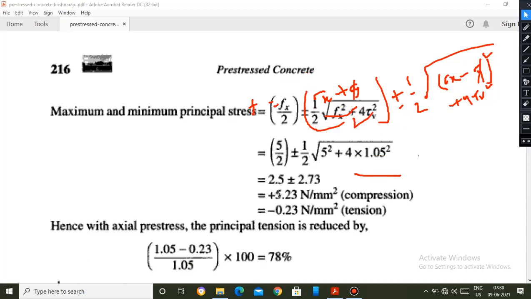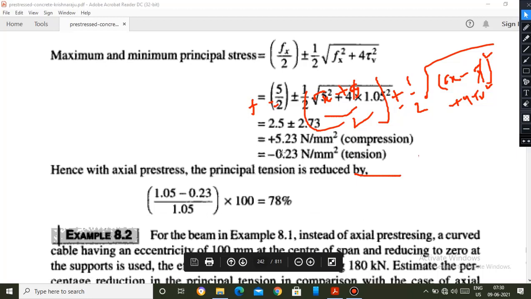The maximum principal stress generated is equal to plus 5.23 Newton per mm square, which is compression, while giving the axial pre-stressing. The minimum principal stress generated in this pre-stressed concrete member is equal to minus 0.23, which gives the tension for this pre-stressed concrete member. In this way we calculate the maximum and minimum principal stresses for this type of pre-stressed concrete member. Hence with the axial pre-stress the principal tension is reduced. How much it is reducing, that we have to calculate.